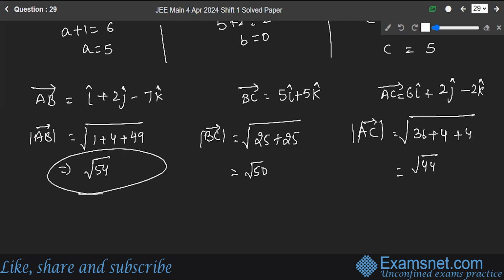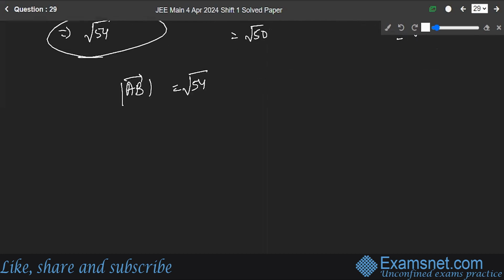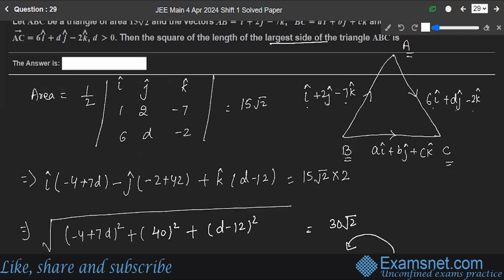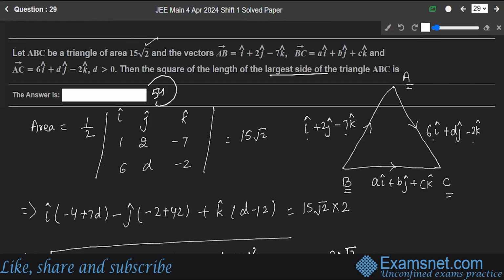Clearly the biggest side is AB. Okay, so AB side is having this. You have to find out the square of it, right? So this is equal to 54. This is the answer to the question. Hope you got that. 54 is the right answer. Let's move to the next question.